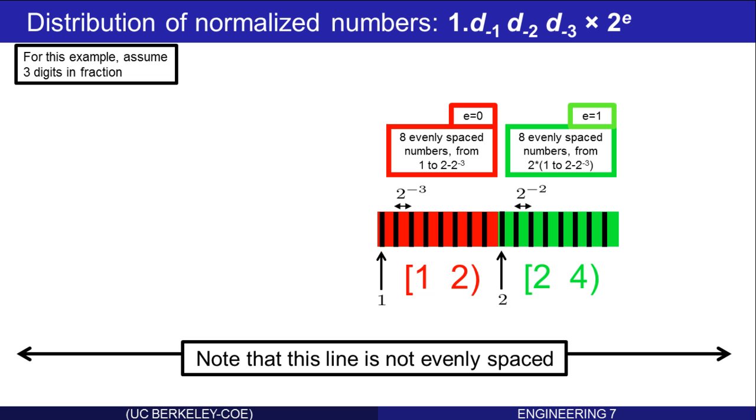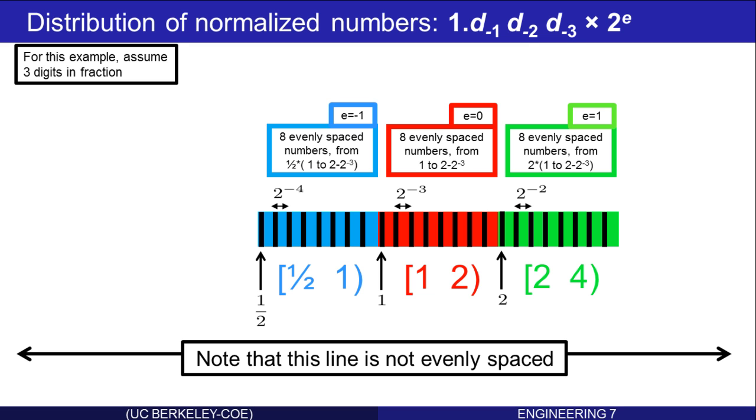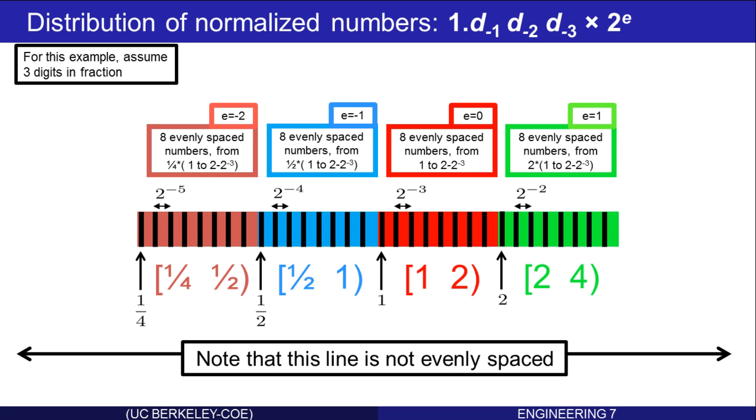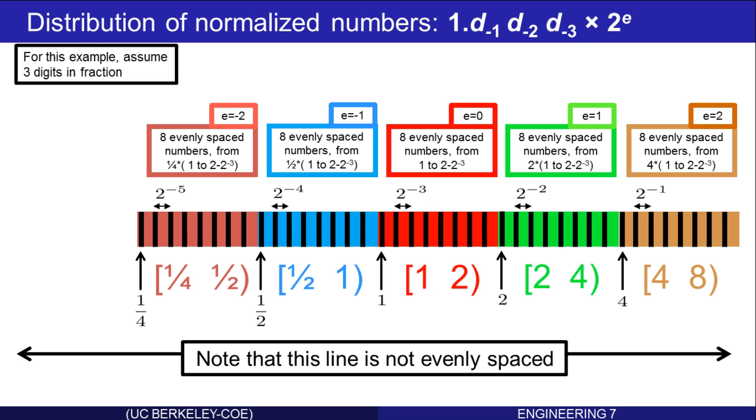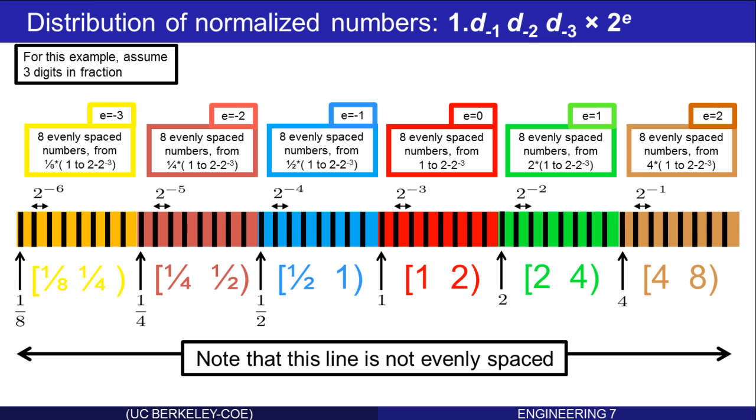Note, this line is not evenly spaced. The spacing between the numbers in the interval 1 to 2 and the spacing between the numbers in the interval 2 to 4 are different by a factor of 2. Likewise, with e equal to -1, this leads to 8 evenly spaced numbers starting at a half and going up to just less than 1. Continuing on, e equal -2, the numbers begin at a quarter, they go to a half, and it's 8 evenly spaced numbers in that range. At e equal 2, it gets 8 evenly spaced numbers from 4 to 7.5. At e equal -3, it's 8 evenly spaced numbers from an eighth to a quarter.